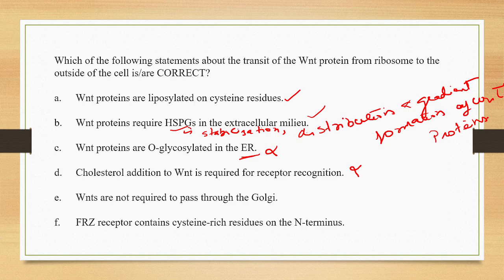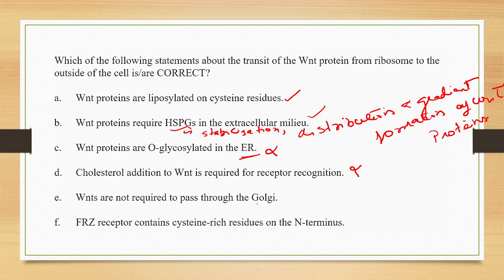Because cholesterol modification is not required here in Wnt. Here, lipid modification such as palmitoleic acid is critical, not the cholesterol modification. Cholesterol association we have seen in the Hedgehog pathway, not in the Wnt pathway. So lipid modification takes place, but lipid modifications like palmitoleic acid are added. So that kind of modification takes place. So this statement is incorrect.